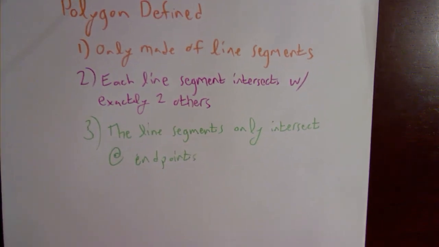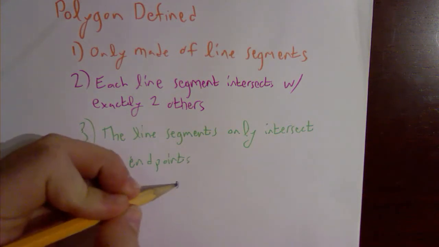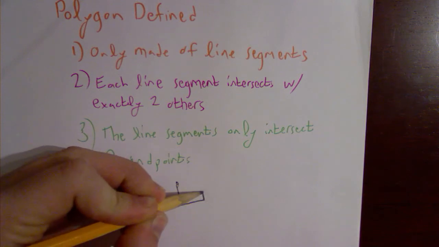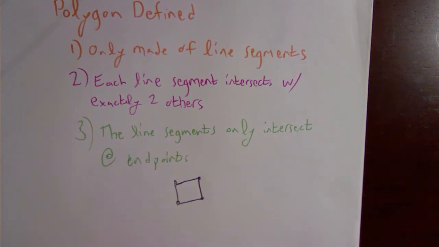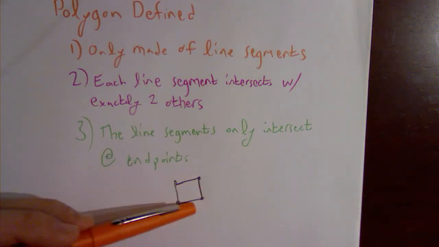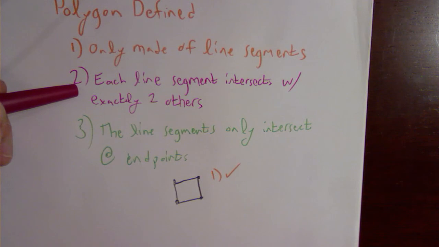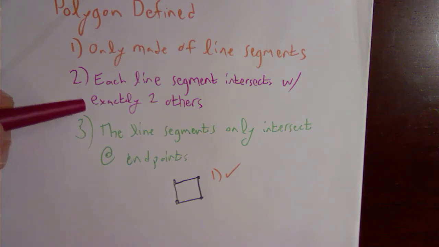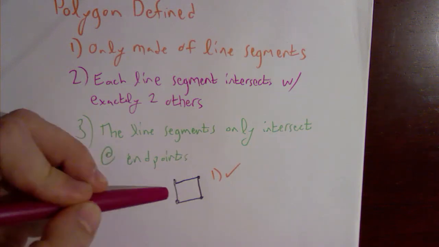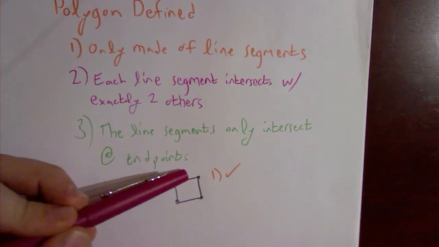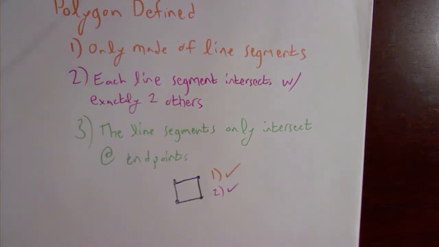So if I drew something like just a basic square, something like this. So I have a line segment here, here, here, and here. Well, for number 1, the square is made up of only line segments. So for number 1, it's okay. For number 2, each line segment intersects with exactly 2 other line segments. So this line segment here hits 1, 2. This line segment here hits 1, 2. This line segment right here hits 1, 2. And this final line segment here hits 1, 2. So it matches the second part of our definition for a polygon.